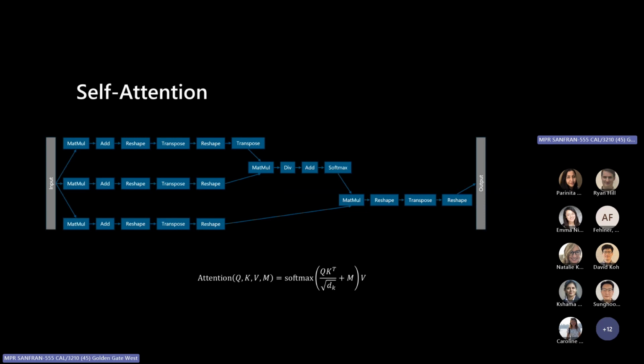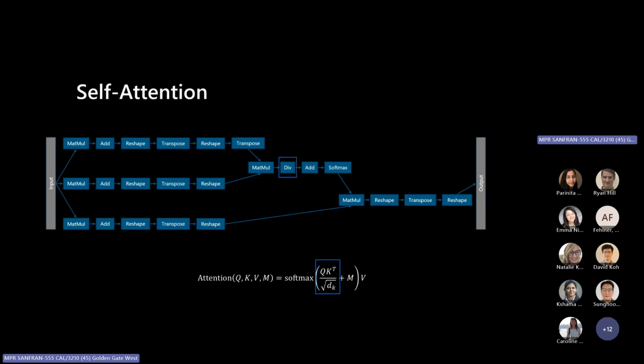So I'm going to try to map what this simplified graph looks like to the equation. We take our input, we multiply it by some weight matrix, we add its bias, we do some reshaping and transposing, and that gets us our query. For key, we do the same thing. It has its own weight and bias, and then we transpose it so that when we want to do the Q times K transpose matrix multiply, we can do so.